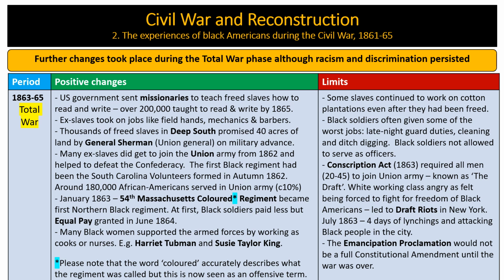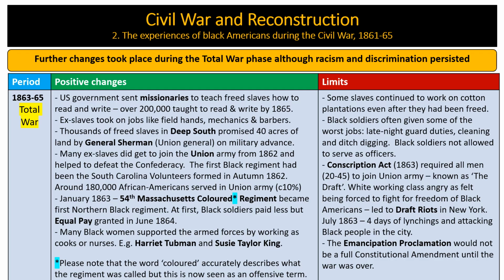Now, many ex-slaves did get to join the Union Army from 1862 and help to defeat the Confederacy. The first black regiment had been the South Carolina Volunteers, formed in autumn 1862. It's estimated around 180,000 African Americans served in the Union Army, about 10% of the total. In January 1863, the 54th Massachusetts Colored Regiment became the first Northern Black Regiment. At first, black soldiers were paid less, but equal pay was granted in June 1864.